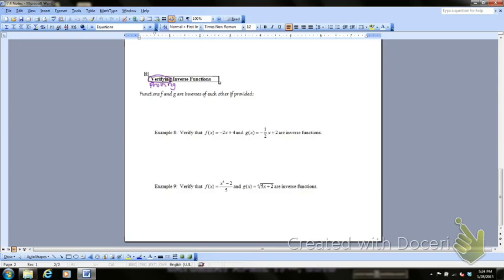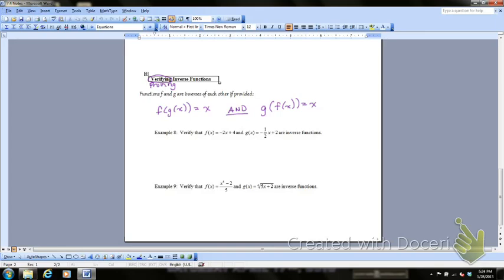The functions f and g, the two equations, are inverses of each other if the composite f of g of x gives us x, it's called the identity, and we have to do a second part to our proof. The composite g of f of x also has to equal the identity of x. That x has to be all by itself, nothing added, subtracted, multiplied, or divided to x. It's got to be a plain x for these two composites to give us the proof that they are inverses of each other.